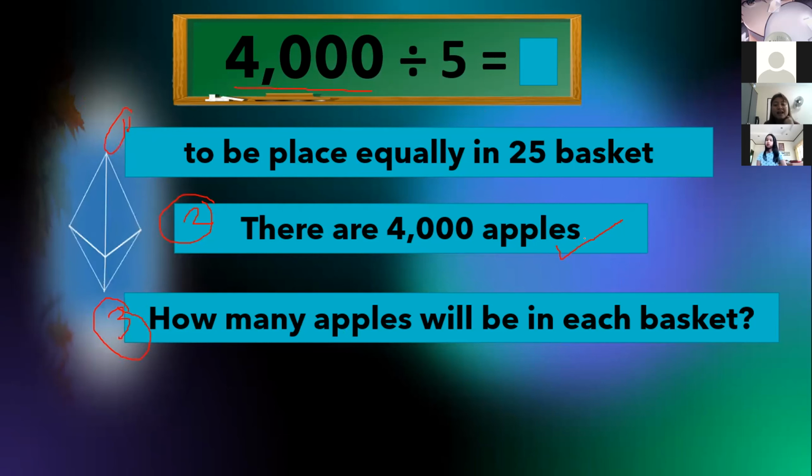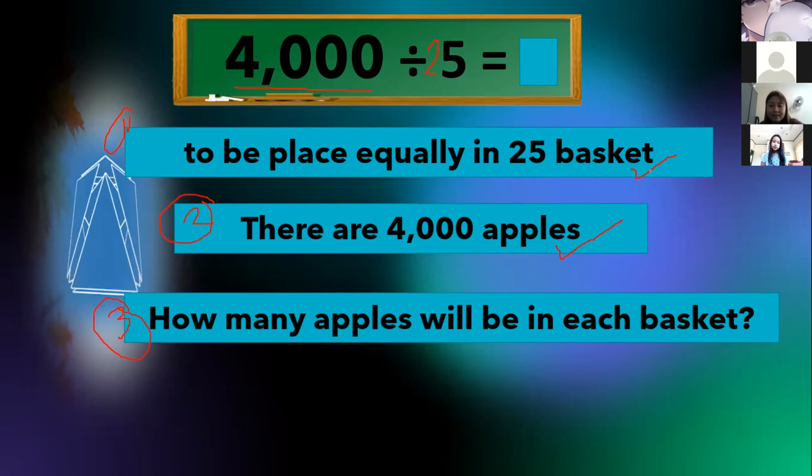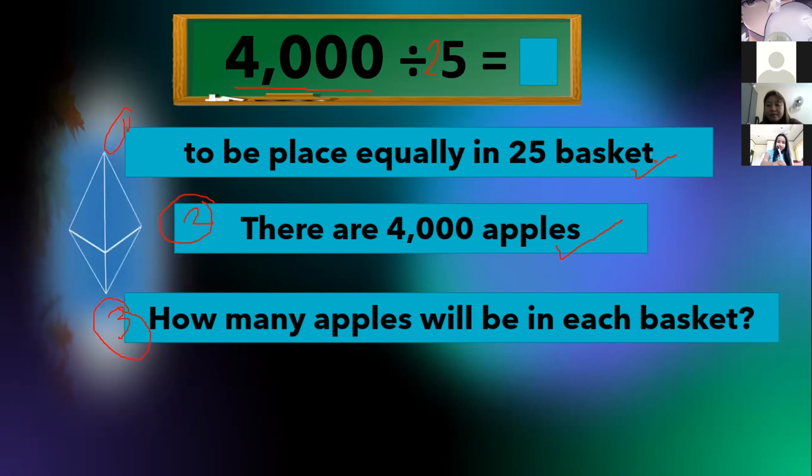So what will be the second sentence? Number 1 or number 3? 1. Okay, very good. The second sentence is number 1. So there are 4,000 apples to be placed equally in 25 baskets. So this is the complete sentence.